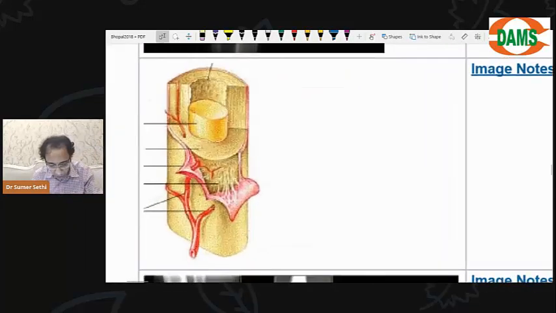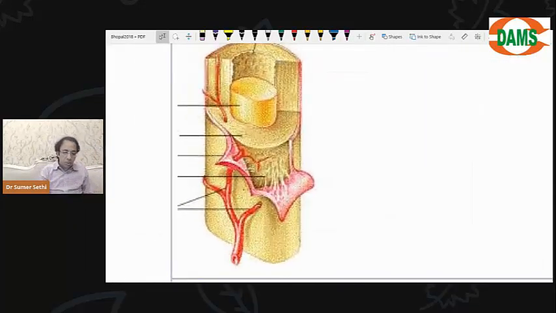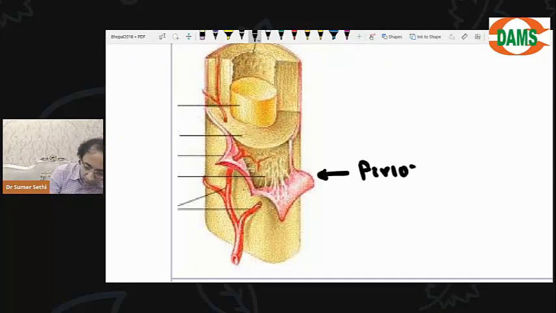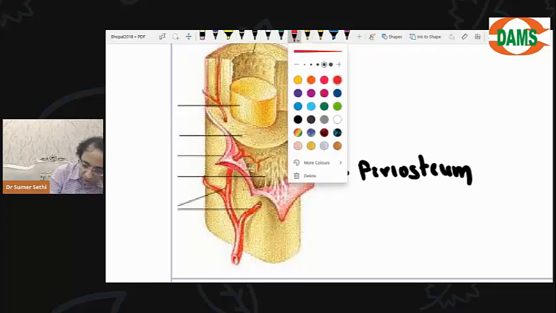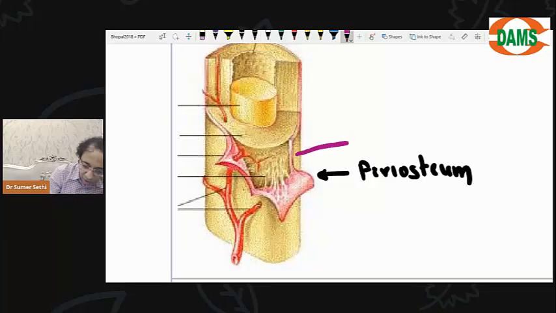Great. Okay, now see. This is what I was telling you about. If this is your periosteum, in gross anatomy, you might have studied this in first year. I know you were not studying, but remember, what are these? These are Sharpey's fibers.